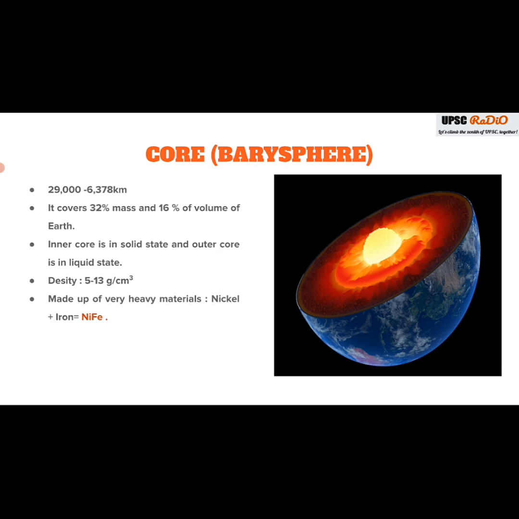Next layer is core or barysphere. The depth of the core is 2,900 kilometers to 6,378 kilometers. It covers 32% mass and 16% of volume of the earth. It is divided into inner core and outer core. Inner core is in solid state and outer core is in liquid state. The density varies from 5 to 13 gram per centimeter cube. Core is made up of very heavy materials, nickel and iron, that is Nife.